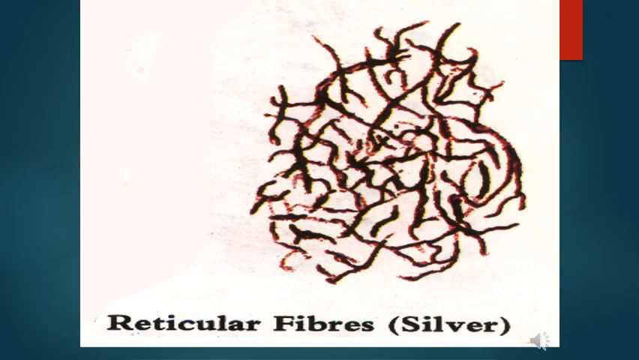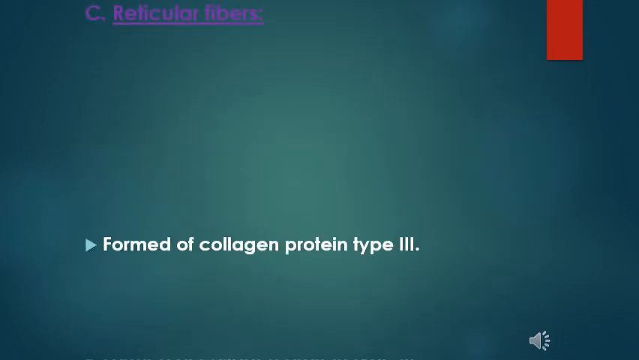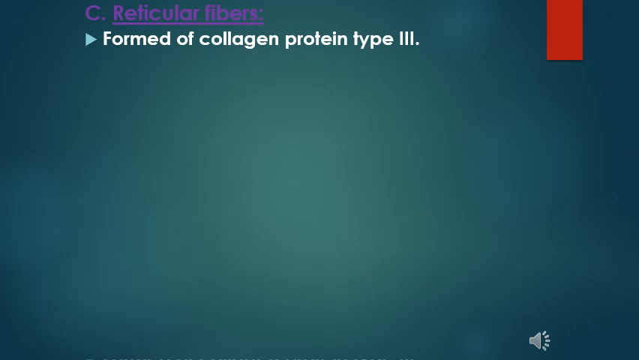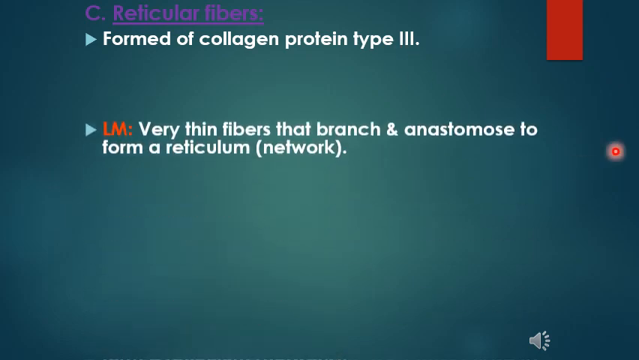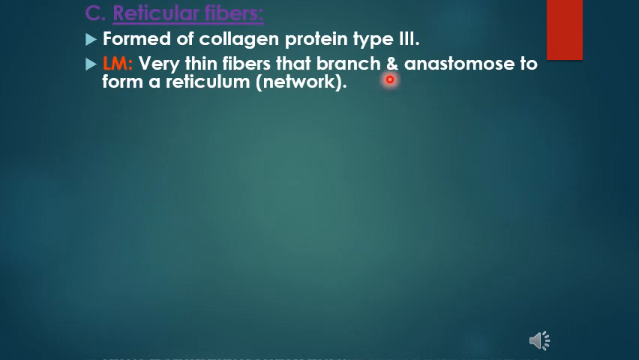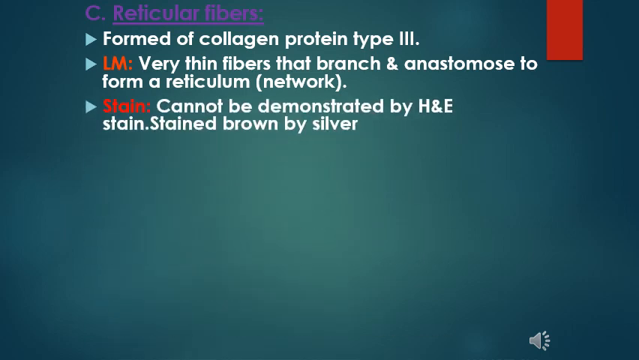The last type of fiber is known as the reticular fiber. As you can see here, it is stained brown with silver and appears as a reticulum. It is considered to be type 3 collagen fiber. Very thin, branched, anastomosing together with the reticular cells forming a network. It cannot be demonstrated by hematoxylin and eosin and should be stained with silver.